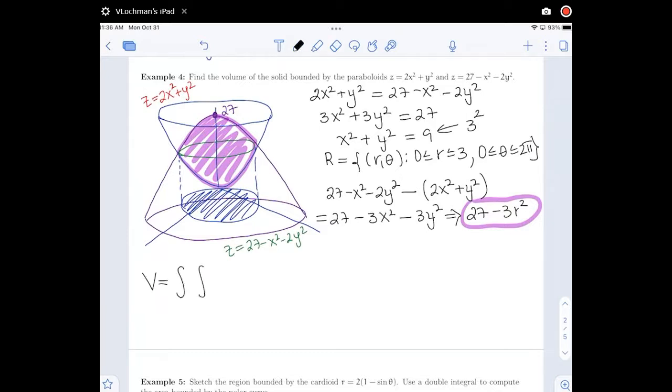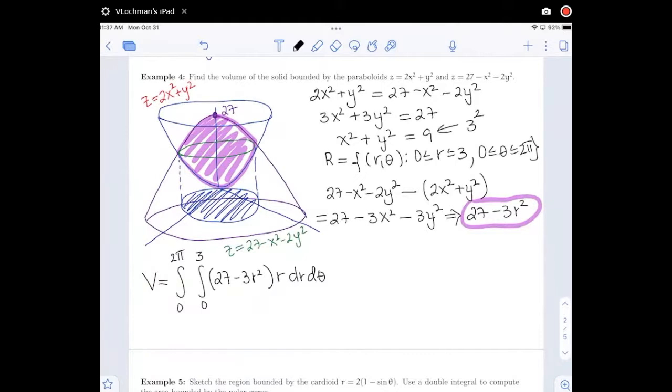You'll see the integration part is always simple. Okay, it's the setup. So 27 minus 3r squared, and then we don't forget the r here, dr d theta. Okay, what are the limits? We go from 0 to 3 for r, from 0 to 2 pi for theta. You can see that at the end we'll just multiply everything by 2 pi, and that's it.